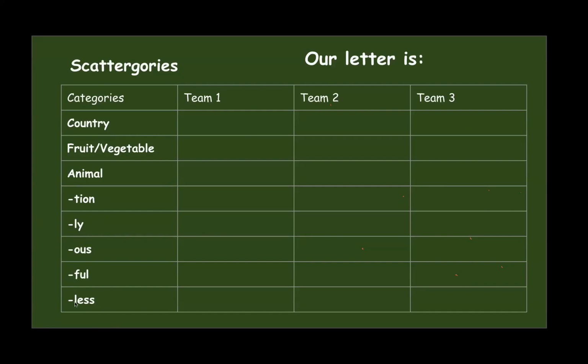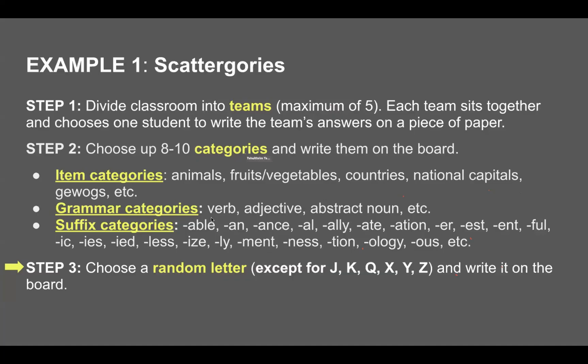We need a word that ends with less. And this can be tricky. So after we set up our board and we have each team here, maybe we have 4 teams, maybe we have 5 teams, but with our imaginary classroom that we're doing on Zoom, we're going to pretend we have 3 teams. So next, your job as a teacher is you can choose a random letter.